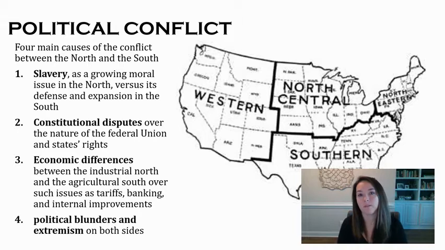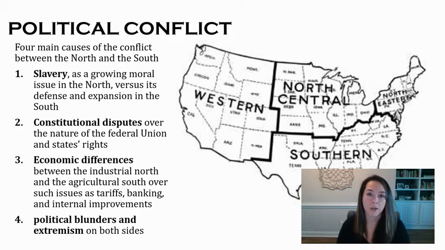How are they going to spend federal tax dollars? And again, that even kind of overlaps with the states' rights view. So if you think about Calhoun and the nullification crisis, that relates to constitutional disputes, but also these economic differences.